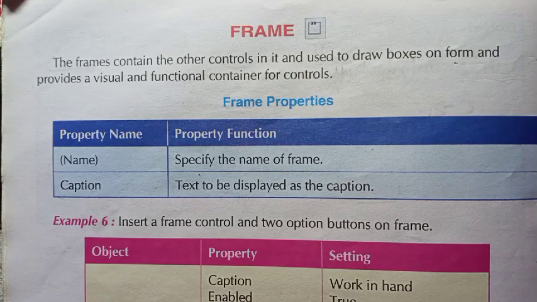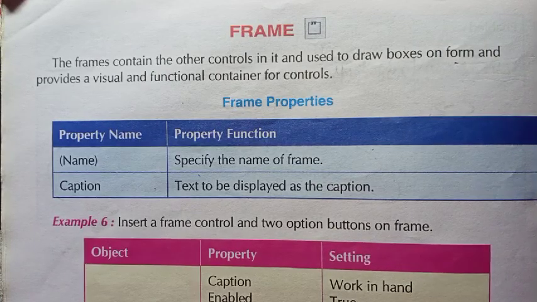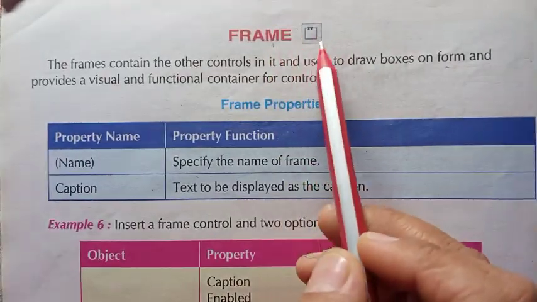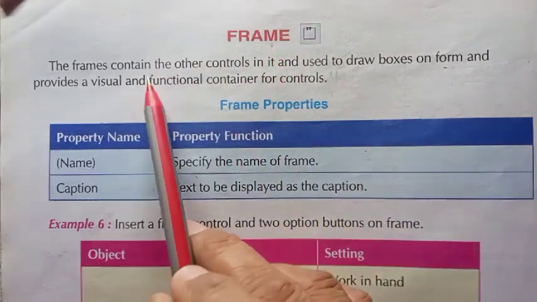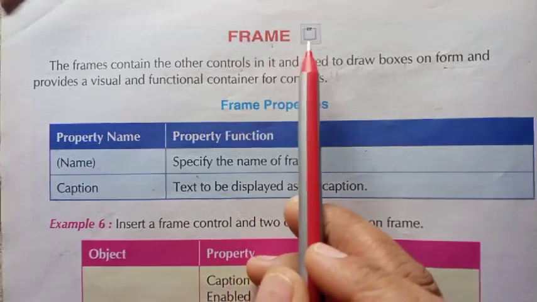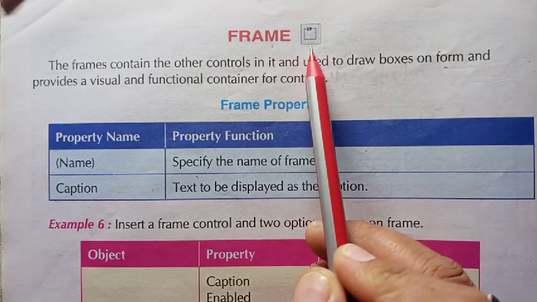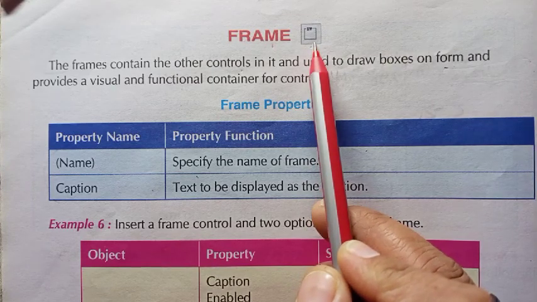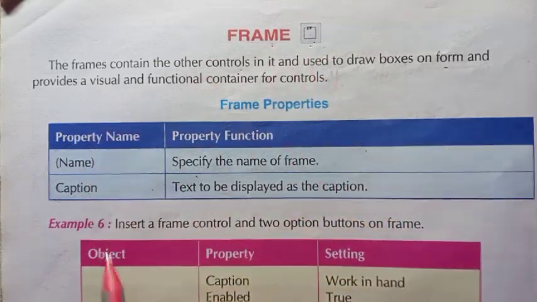Hello students, continuing with chapter number 10, Visual Basic Tool, and today we are going to discuss yet another tool, that is frame. You can see the icon of the frame tool. This frame tool contains the other controls. That means this will play the part of a border. This will collect all the other controls and draw a box around it.